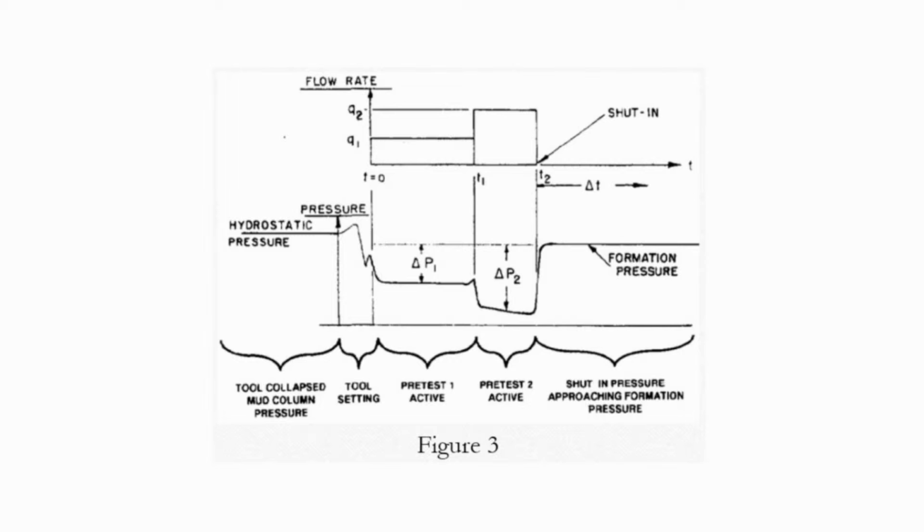Initially, and when the tool is being set, the equalizing valve is open and the recorded pressure is hydraulic mud column pressure. During the drawdown associated with the first pre-test, the pressure is observed to drop, stabilize, and further decrease during the second pre-test. When the second pre-test is completed, the flow stops and the pressure builds up to formation pressure. Figure 3 illustrates the flow rates associated with the first and second pre-test. Actual formation pressure can be taken when the pressure becomes stable, or can be estimated from the character of the build-up if it has not yet stabilized when the tool is retracted.